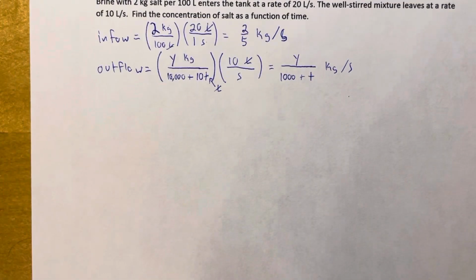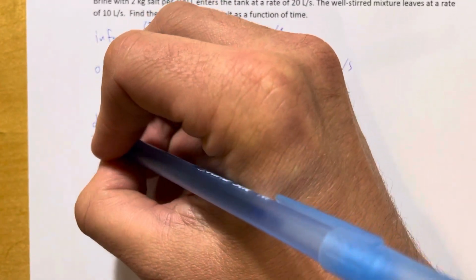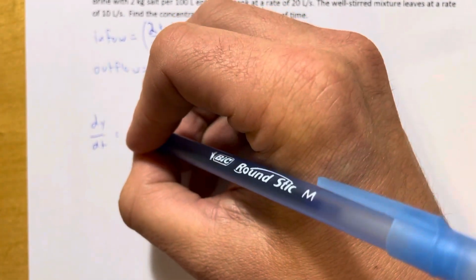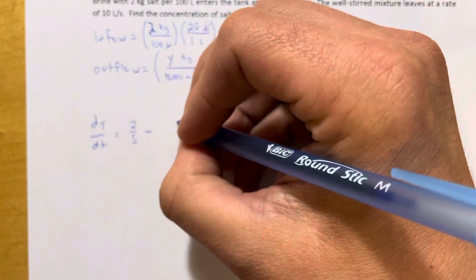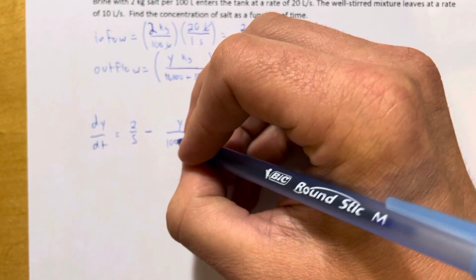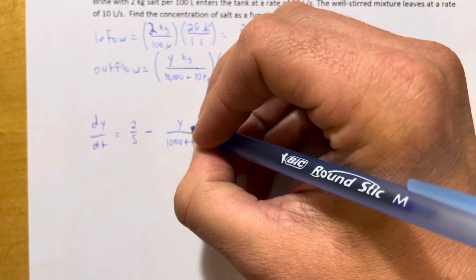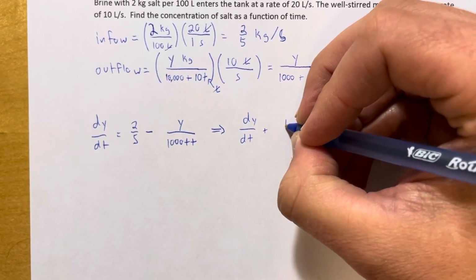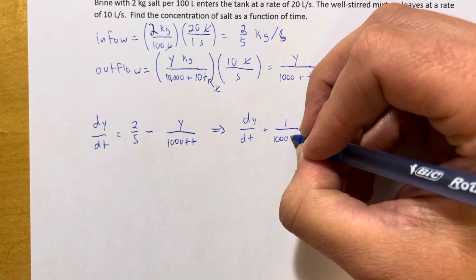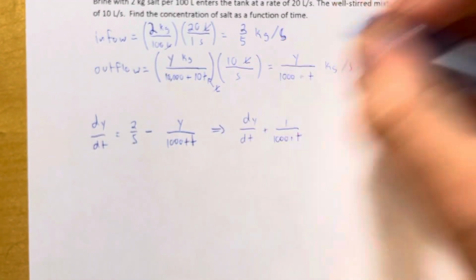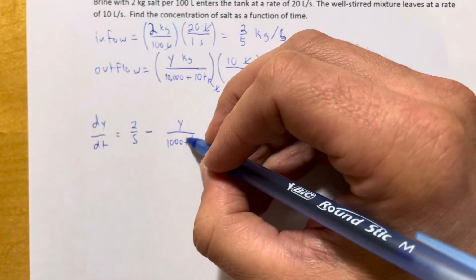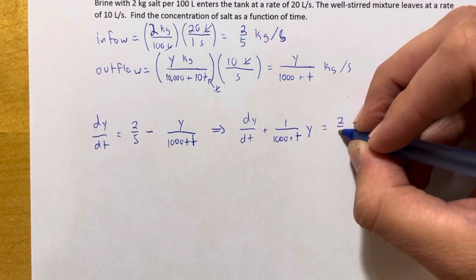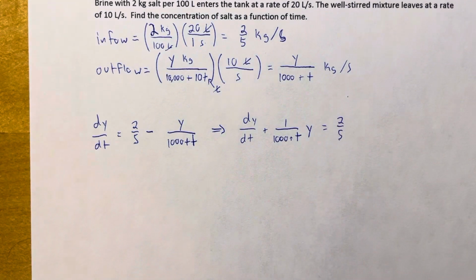So that means my rate of change of salt in the tank, which is dy/dt, remember that's equal to my inflow rate minus my outflow rate. So 2/5 minus y over 1,000 plus t, which, if I move this term over here, can be written as dy/dt plus 1 over 1,000 plus t times y equals 2/5. Sorry, my plus and my t's look really similar. So that's not a t or a plus plus, that's a plus t right there. I just moved this term over and wrote it slightly differently.